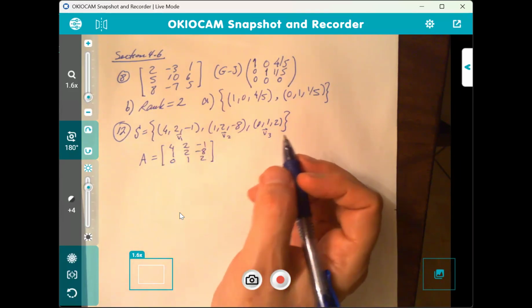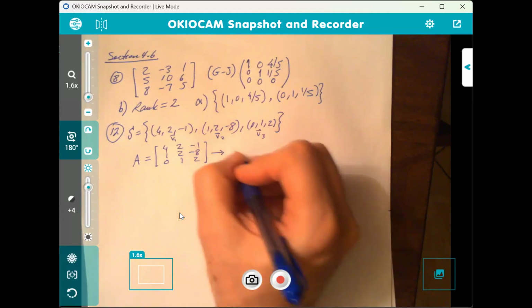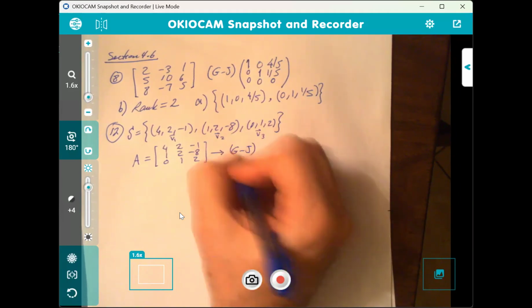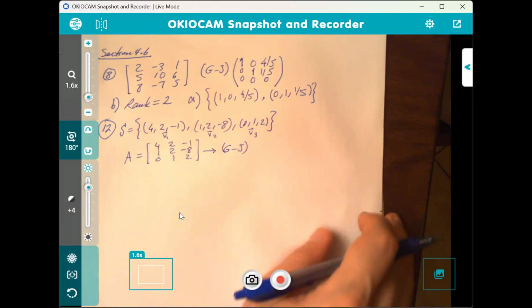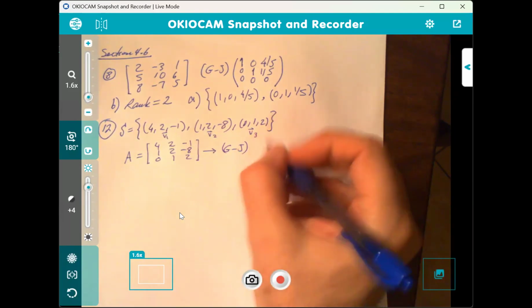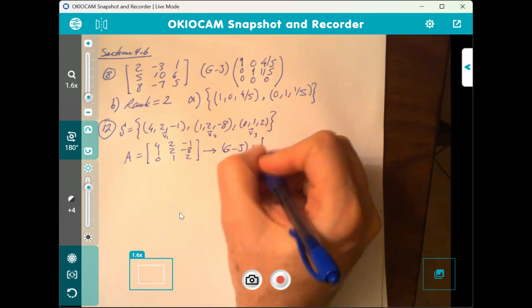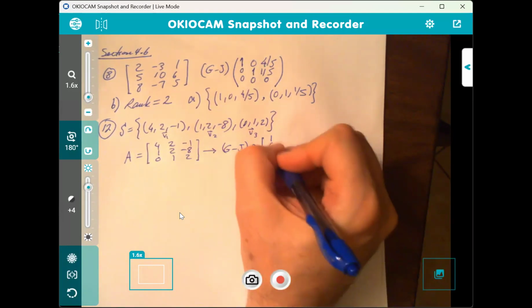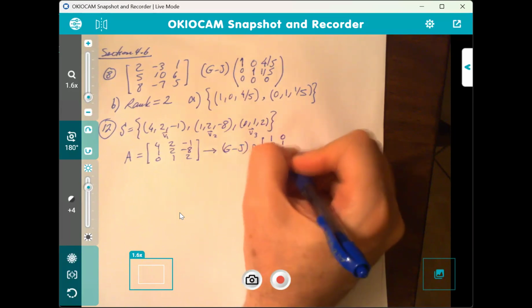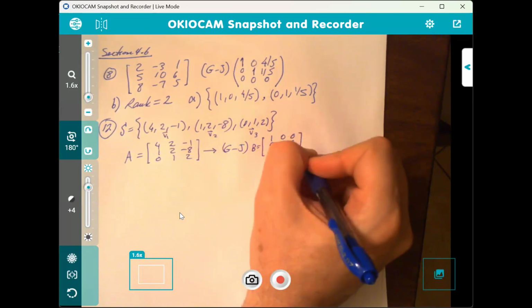Okay. And then we're going to go Gauss-Jordan on this matrix. When we do Gauss-Jordan, this matrix is going to be matrix B now, we're going to call it. The row equivalent is 0, 1, 0, 0, 0, 1. That's what I got.